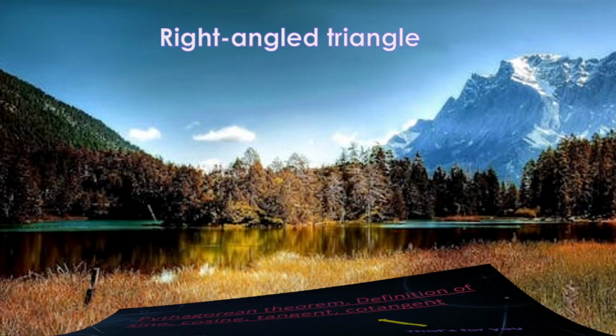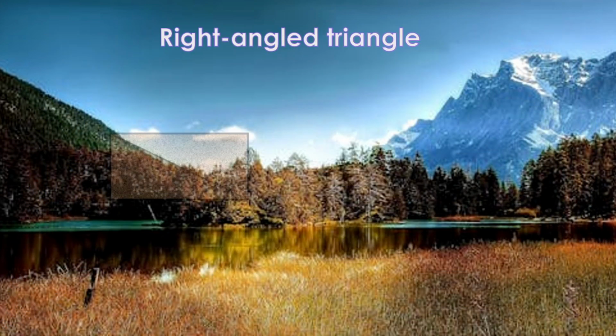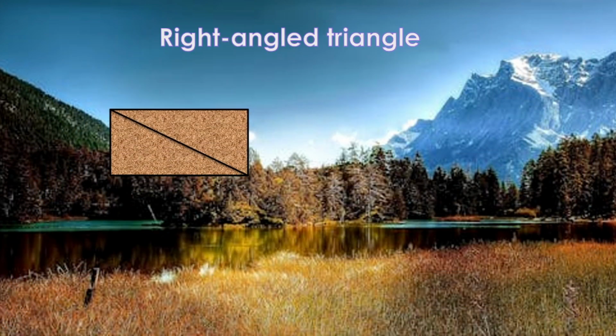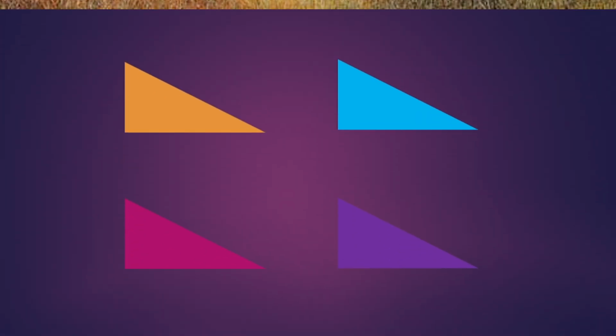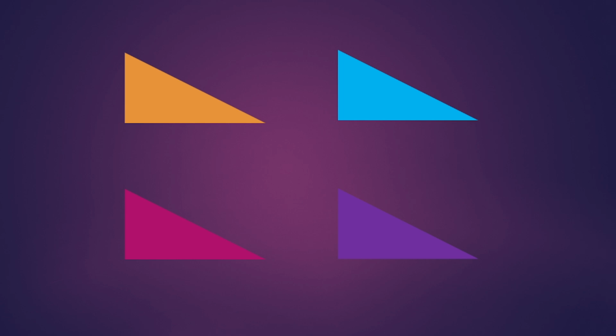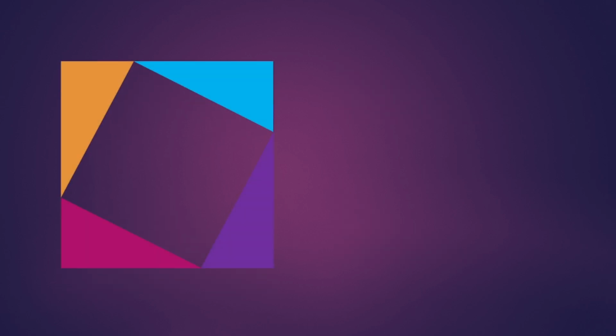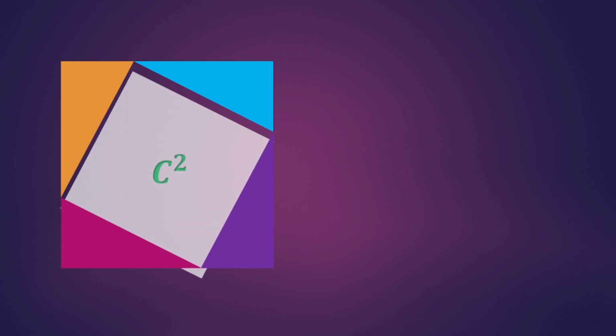How can we get the right-angled triangle? I would like to remind you, take the scissors and cut the rectangle diagonally. You will get two equal right triangles. I will prove the Pythagorean theorem by permutation. I will take four identical right triangles with legs a and b and hypotenuse c. Arrange them so that the area of the formed square is equal to c squared.